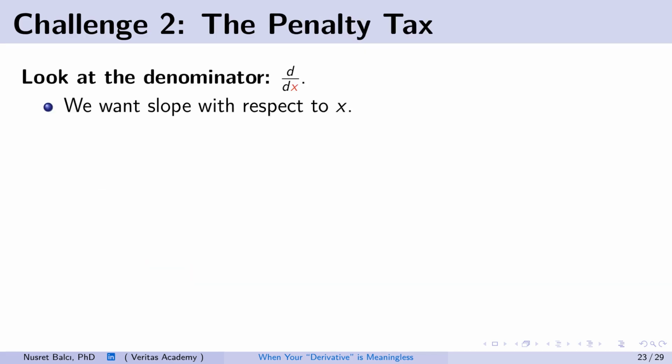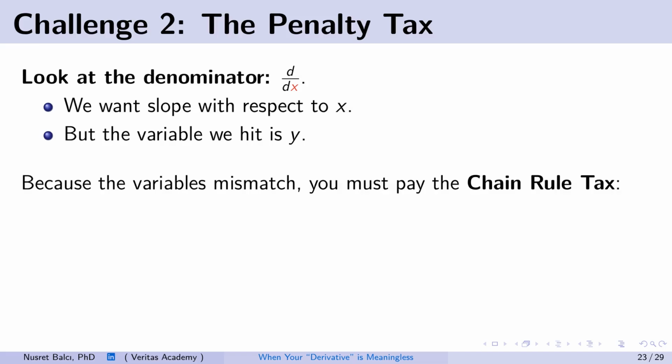Look at the denominator. We want slope with respect to x. That is our target currency. But the variable we hit is y. There is a mismatch. Y is not x. Y depends on x in some unknown way. Because the variables mismatch, we must pay the chain rule tax.